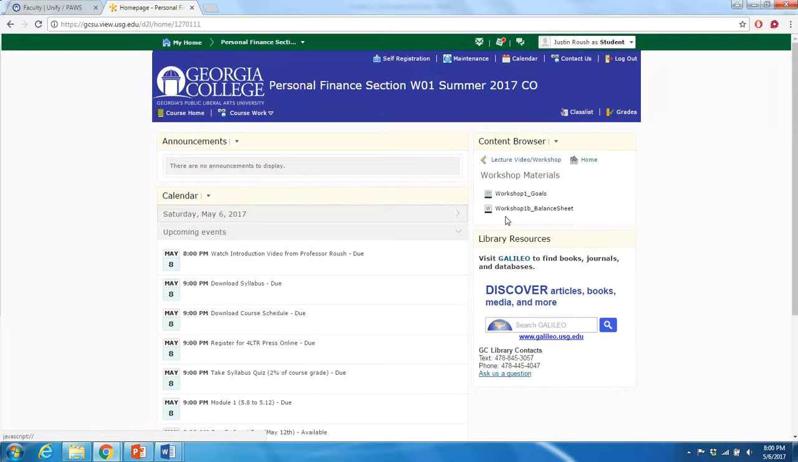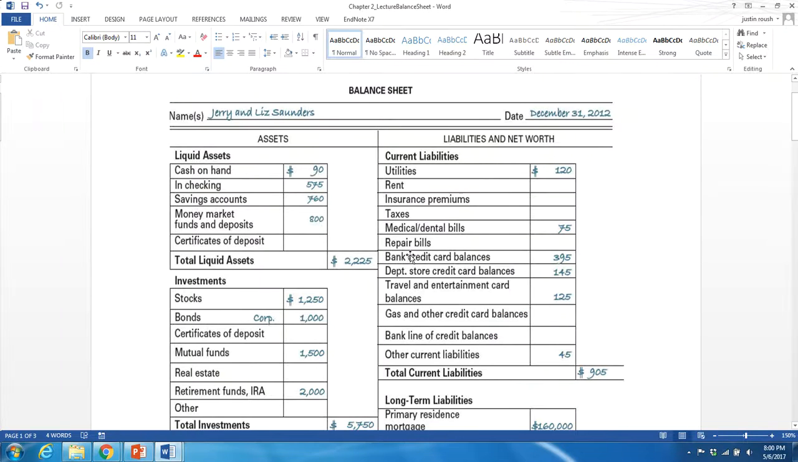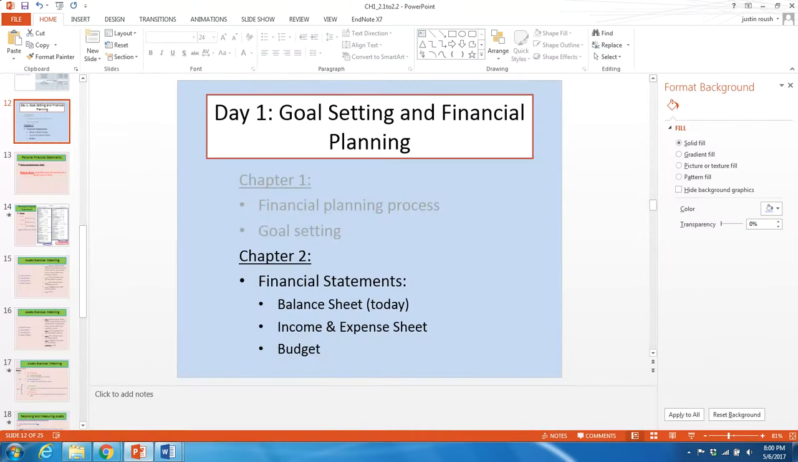In addition, there's your workshop materials. Goals, we've already done that, and the balance sheet. All right. So get rid of that and go to our slides.